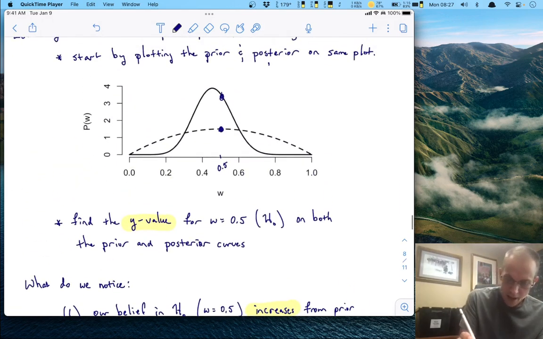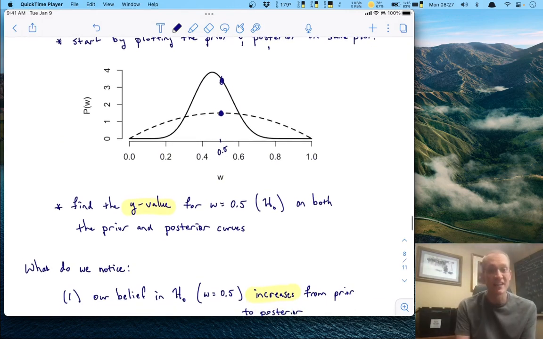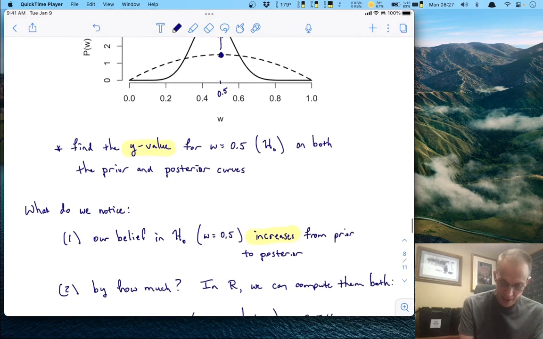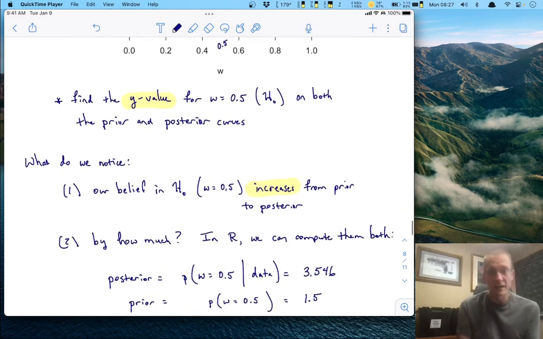Okay. And then again, what do we notice? Well, just like before, we notice that our belief in H0, that is that w equals 0.5, has increased from prior to posterior. After observing data, we are more confident that the parameter is 0.5. So once again, we ask, by how much does this happen? Well, again, in R, we can compute them both. It turns out that the posterior y value is 3.546, and the prior y value is 1.5.